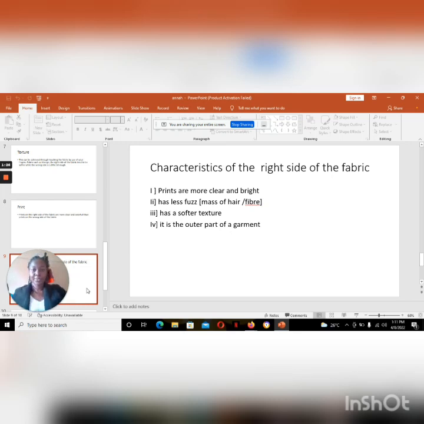On the next slide, you're going to do the characteristics of the right side of the fabric. Number one, prints are more clear and bright. On the right side, they have less fuzz. Fuzz means a mass of hair or fiber. They have a soft texture, and it is the outer part of a garment.